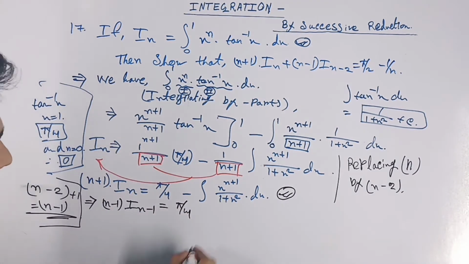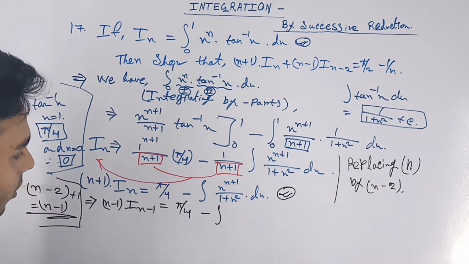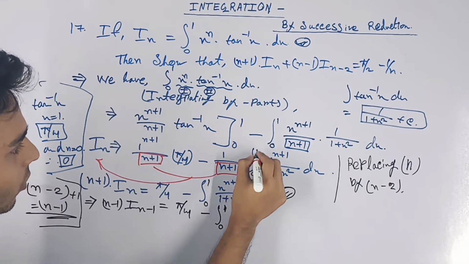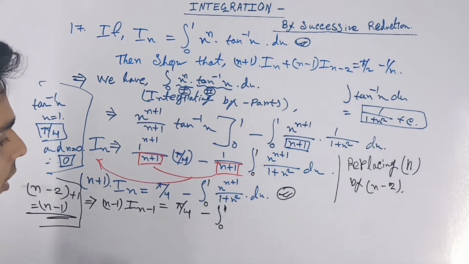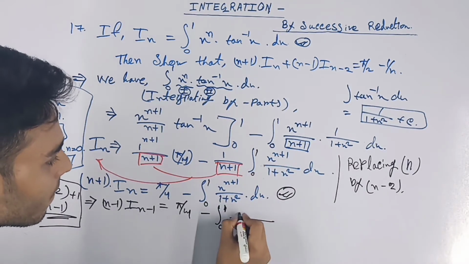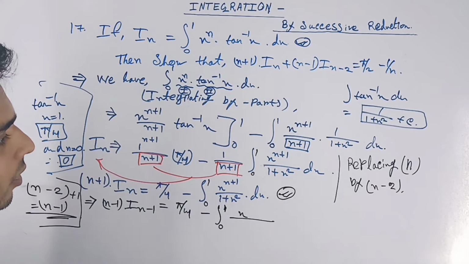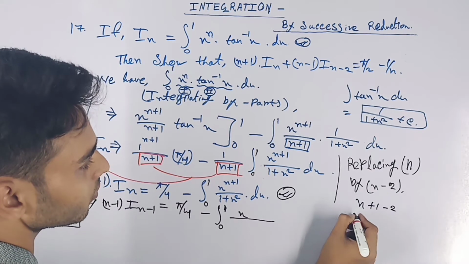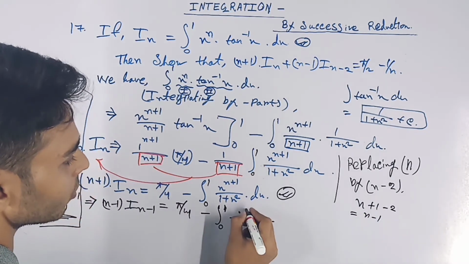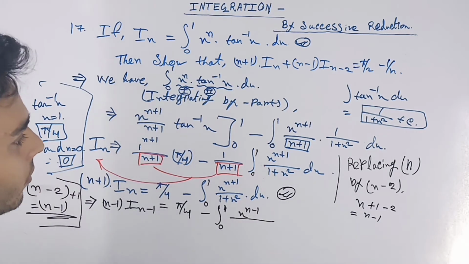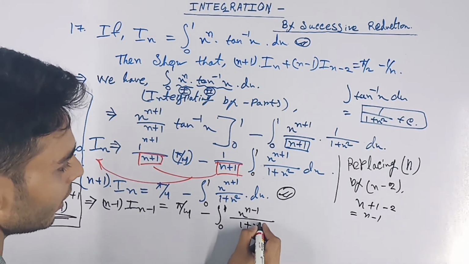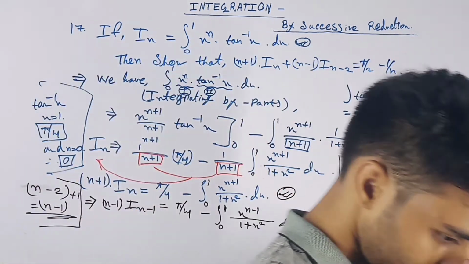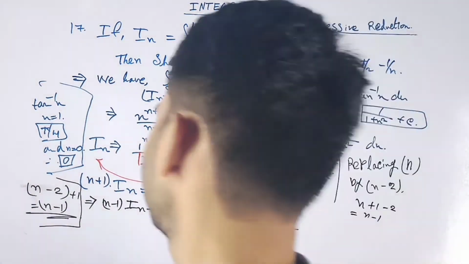equals pi by 4 minus the integration, with the limits set 0 to 1. I forgot that. Now x to the power n minus 2 plus 1 plus 1 minus 2 gives x to the power of minus 1, and the denominator is 1 plus x square dx. That's a big idea from me, and now working on it.